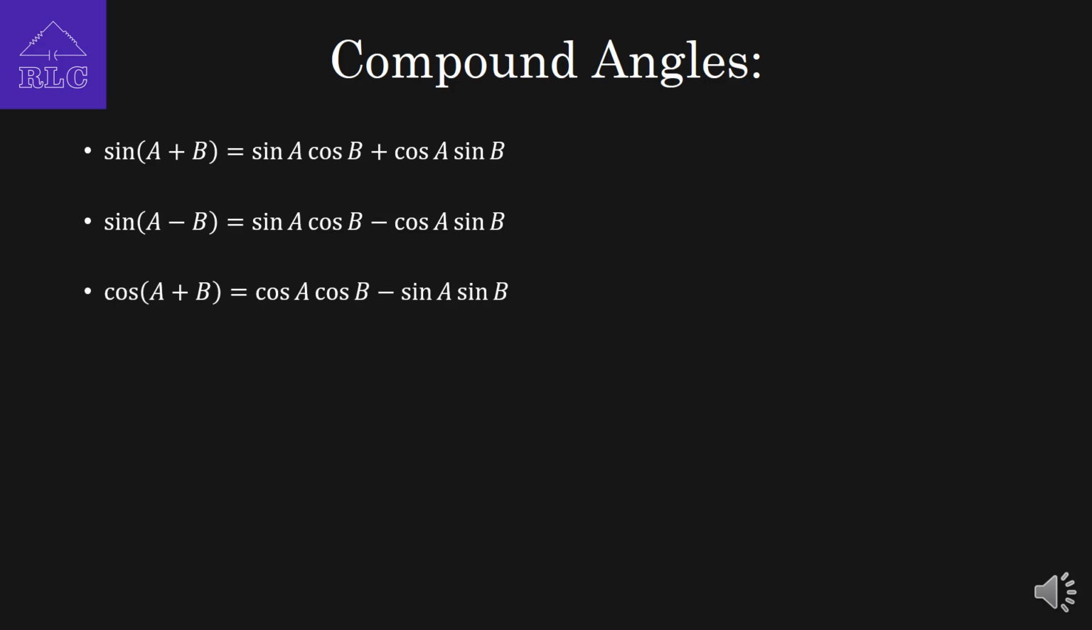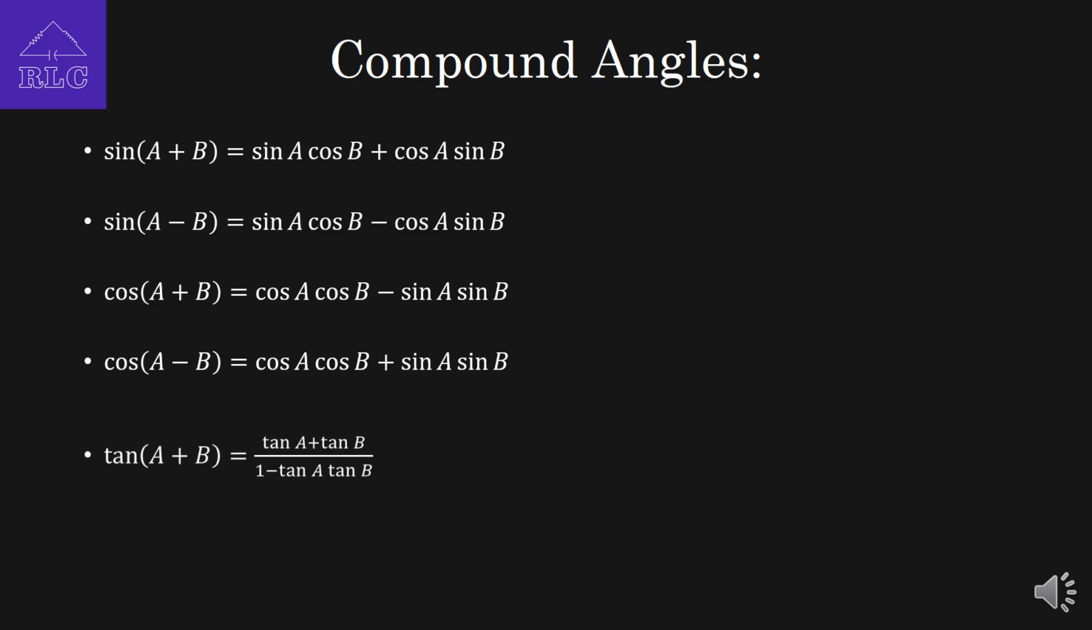Similarly, cos a plus b equal to cos a cos b minus sin a sin b. Similarly, cos a minus b equal to cos a cos b plus sin a sin b. Similarly, tan a plus b equal to tan a plus tan b divided by 1 minus tan a tan b. Next, tan a minus b equal to tan a minus tan b divided by 1 plus tan a tan b.